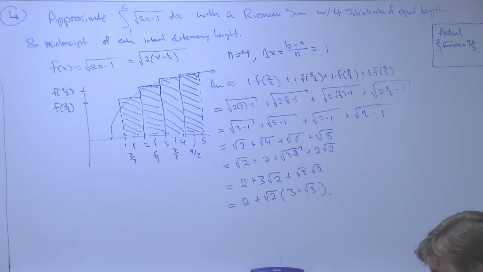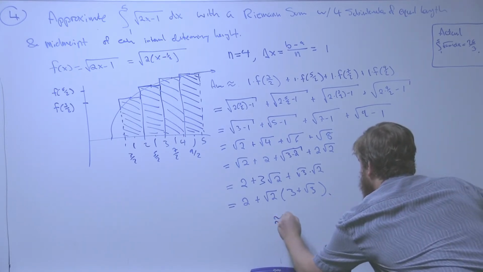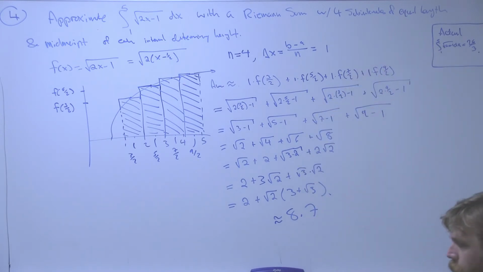And it turns out that that's about 8.7. Now 26 over 3 should be pretty close to that as well, right? Because 24 is divisible by 8. While I'm here, let's get a decimal approximation for that.